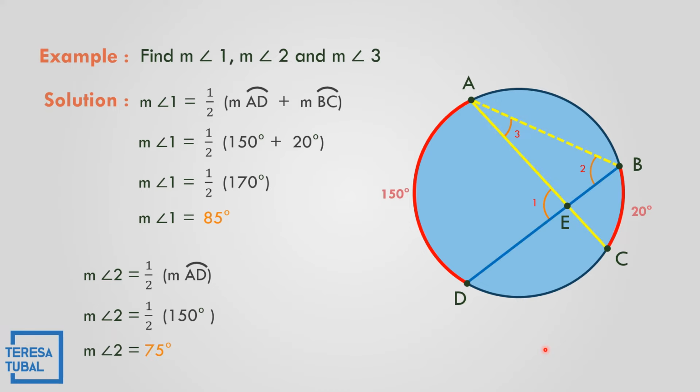So let us proceed to the measure of the angle 3. So 1/2 the measure of the arc BC. It means arc BC is 20 degrees. So 20 divided by 2, the answer is equal to 10 degrees. So the measure of the angle 3 is equal to 10 degrees.